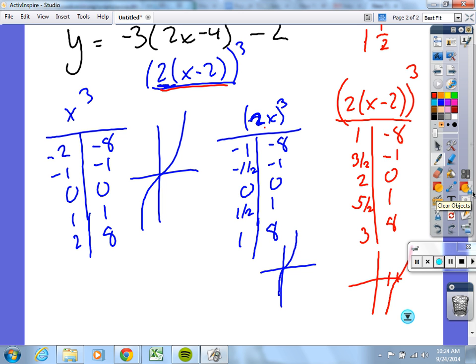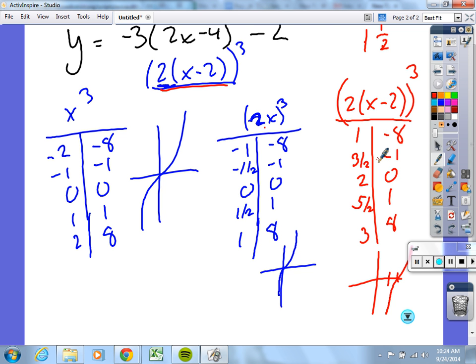No, this was already compressed. This already was here, right? So from here to here, what's the difference? We move to the right. So basically, I'm going step by step. I had my original, or what we call our parent function, right? I compressed the x values, then I took those compressed x values and shifted them to the right 2.